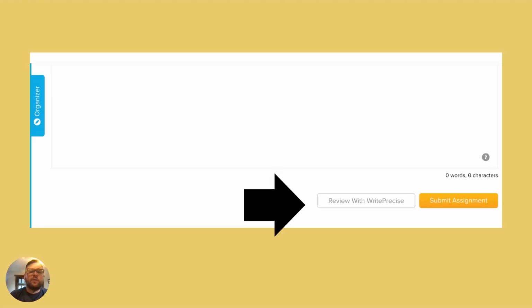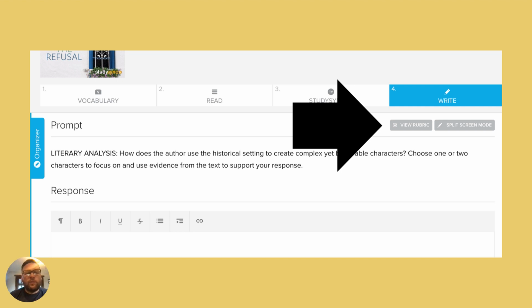Finally, before you submit your response, you might want to click the Review with Write Precise button at the bottom of the screen. This will give you instant feedback about your response and offer suggestions for improvement. In my experience, students who revise their responses using the Write Precise suggestions tend to score significantly higher. And on that note, it's always a good idea to look at the grading rubric before you submit, just to make sure that you've hit all the expectations. You can find that at the top of the page.